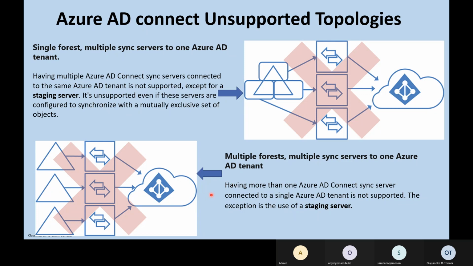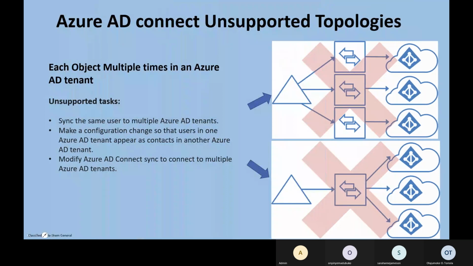So this is unsupported. Having more than one AD Connect sync server connected to a single Azure AD tenant is not supported. The exception is if you are using a staging server. A staging server means it is not active. Otherwise you would have each object multiple times in Azure AD, so you can't have that.